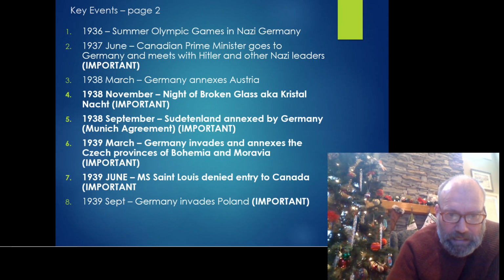1938, Germany annexes Austria. That's a critical point, another point where the Allies could have said, wait a minute, this isn't okay. 1938, Night of Broken Glass, aka Kristallnacht. It's often referred to as Kristallnacht, the German word. This is a super important event. It was also on the other timeline, so you can assume that you're going to have a question about this on the test. What happened to Jewish businesses? What happened to the synagogues? Why is it called the Night of Broken Glass? Windows were broken, so there's glass all over the street.